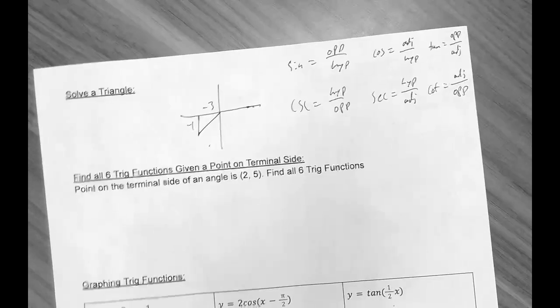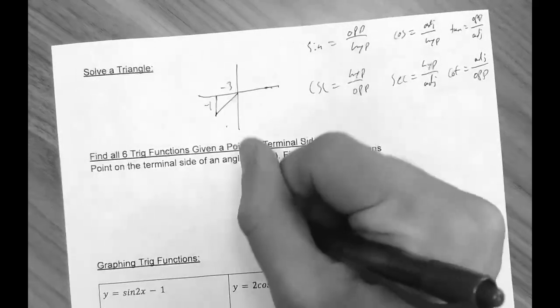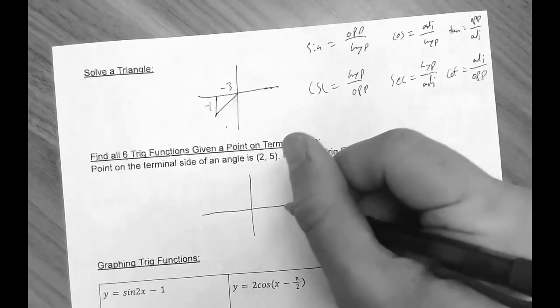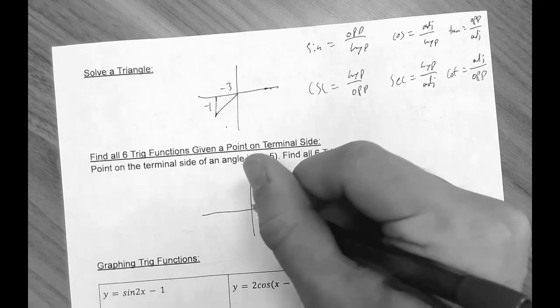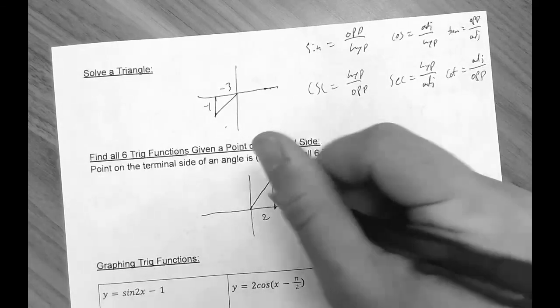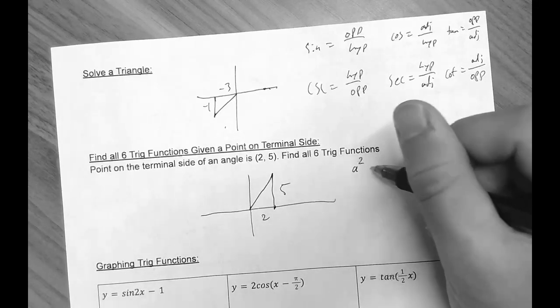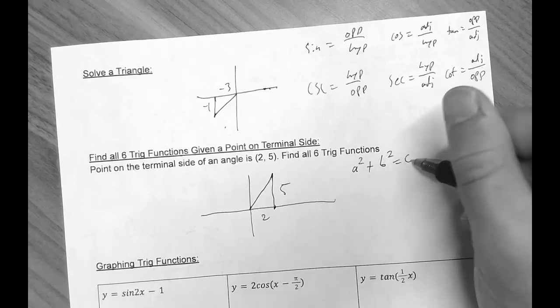So example question: find all 6 trig functions given a point on the terminal side. Point on the terminal side is 2, 5. Find all 6 trig functions. So we know that there's a point here at 2, 5 right here. This is my triangle, 2, 5. First thing first, we need to find the hypotenuse. We use the Pythagorean theorem, and put that on your little formula card. A squared plus b squared equals c squared.